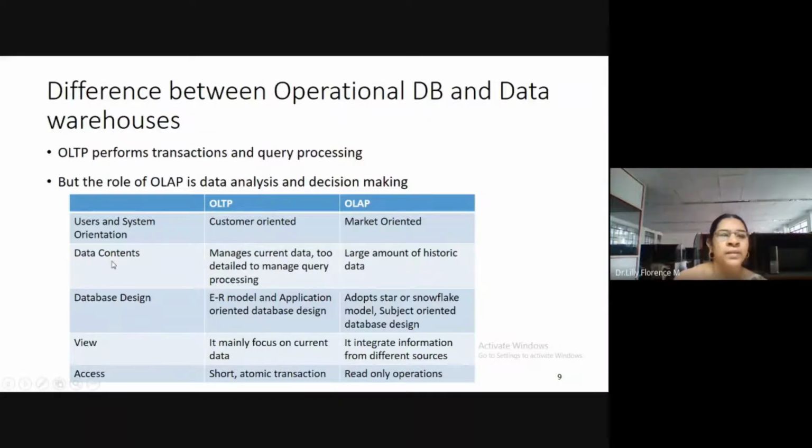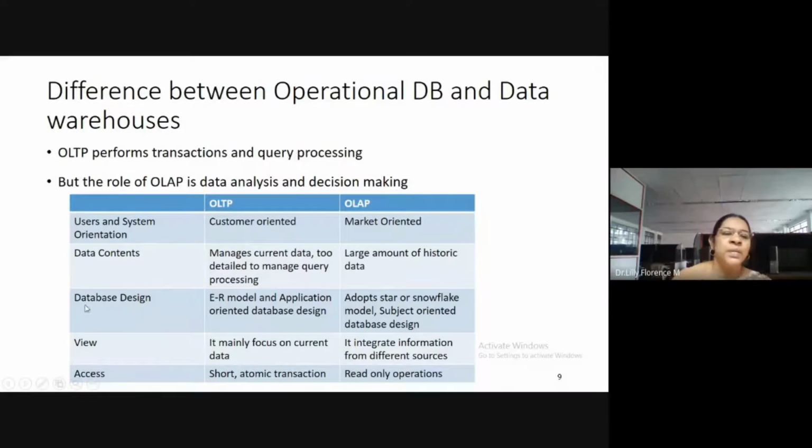With respect to users and system orientation, the operational database is customer oriented, because for every customer transaction, one row will be updated in the database. But here it is not like that. It is purely market oriented, since we are applying the data warehouse for decision making in the market. Then when you come to data contents, the operational database manages current data, but OLAP manages historic data.